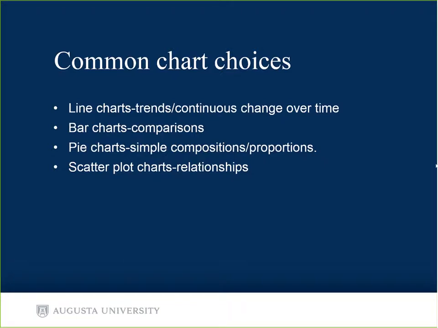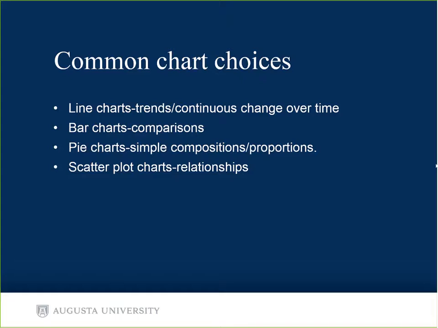So if you had data that you were trying to demonstrate a trend or change over time that was continuous, a line chart would be a very good choice. If, on the other hand, you were trying to demonstrate comparisons, then a bar chart would actually help you. And if you were looking at the composition or proportions demonstrated by your data, then a pie chart would be a good choice to use. Scatter plots we often use to try and demonstrate a relationship between variables.